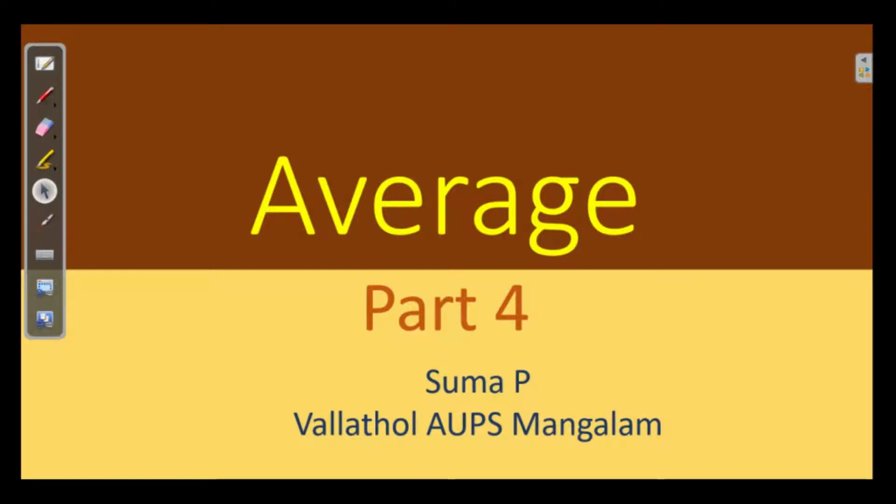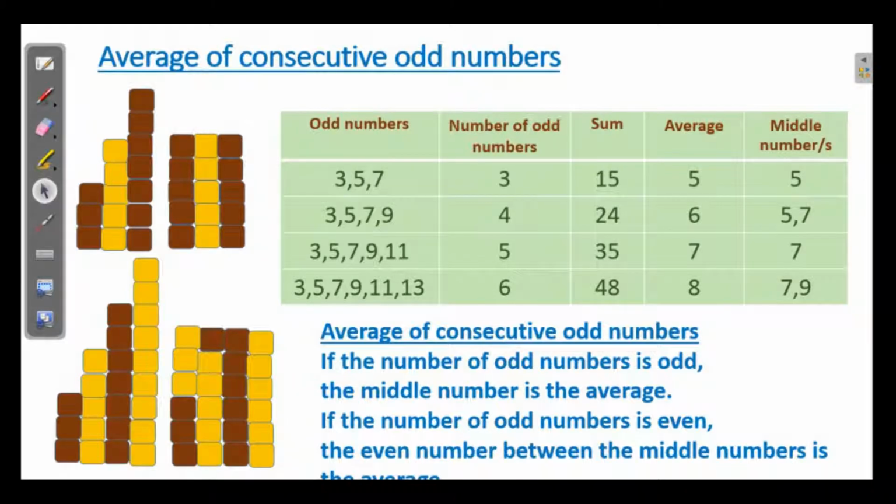Today, let us learn to find the average of consecutive odd numbers and answer USS model questions. Average of consecutive odd numbers. The first set is 3, 5, 7.